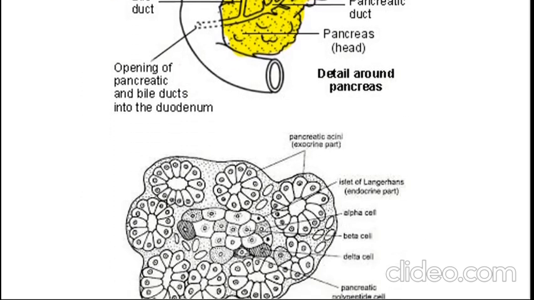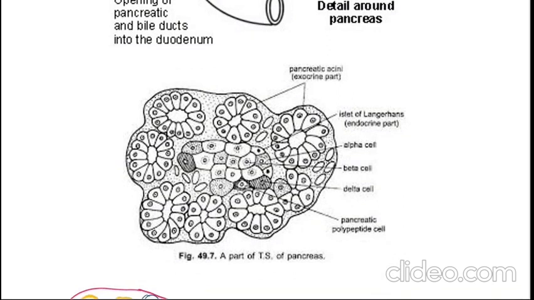Now, if we take a section of a pancreas, it almost looks like this. So we have the pancreatic acini, which is the exocrine part. That means from here the enzymes, that is the digestive juices and everything, will come out. And the endocrine part is the islets of Langerhans. Within the islets of Langerhans, we have alpha cells, beta cells, and delta cells.